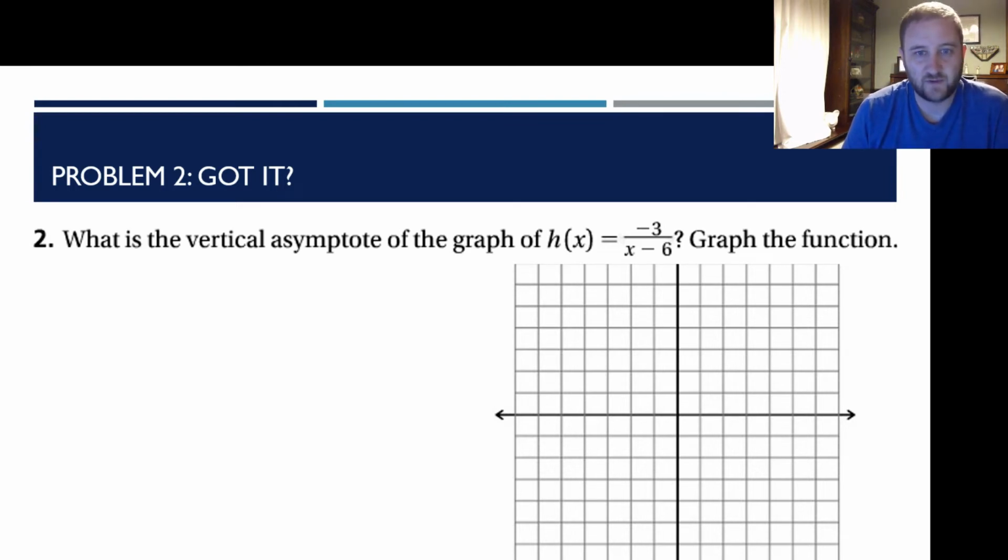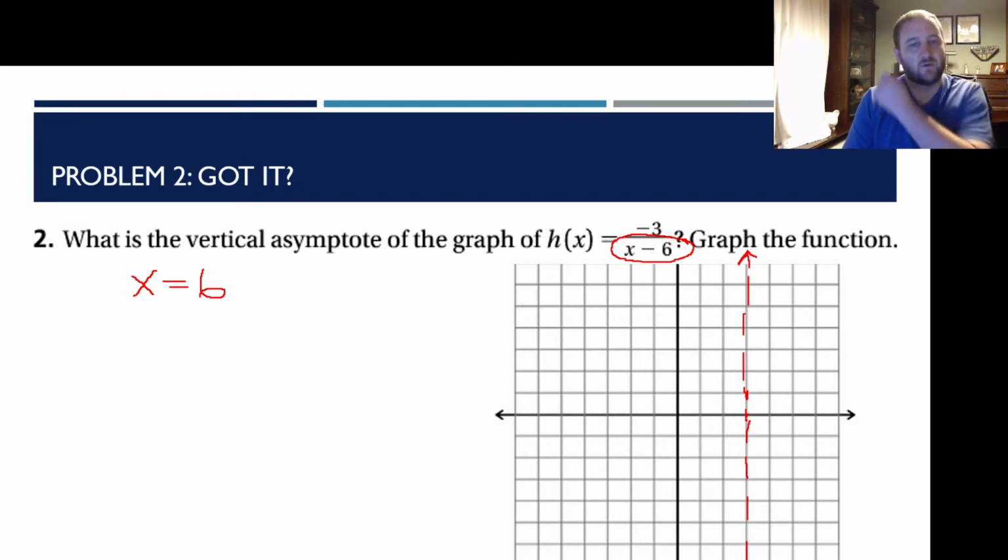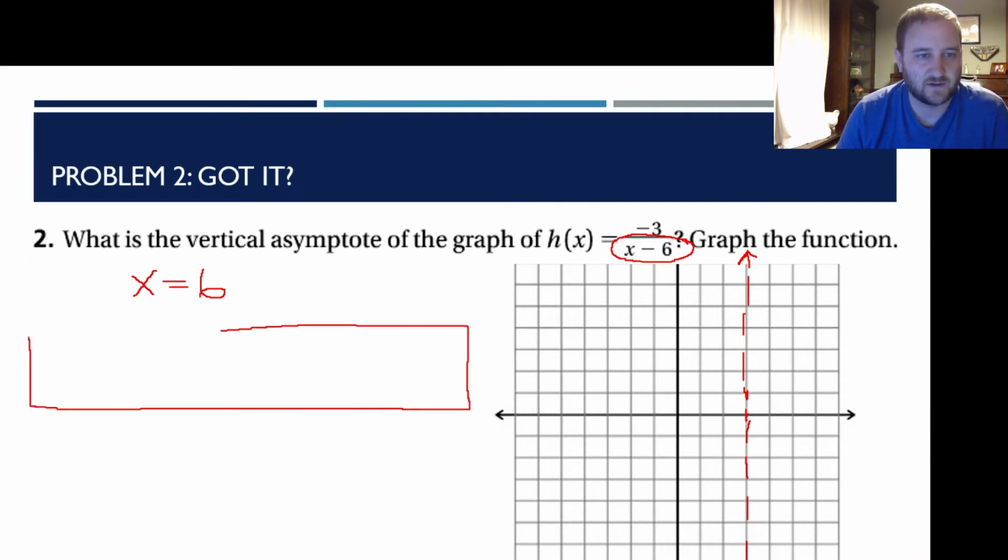Okay, so first we have to figure out what our excluded value is for our vertical asymptote. Here, x equals 6. So we're going to go over 6. So 1, 2, 3, 4, 5, 6. And let's go by 2s actually. So 2, 4. We'll say that this is 6 right here. This is our vertical asymptote right here. Now, we want to set up a table of values.